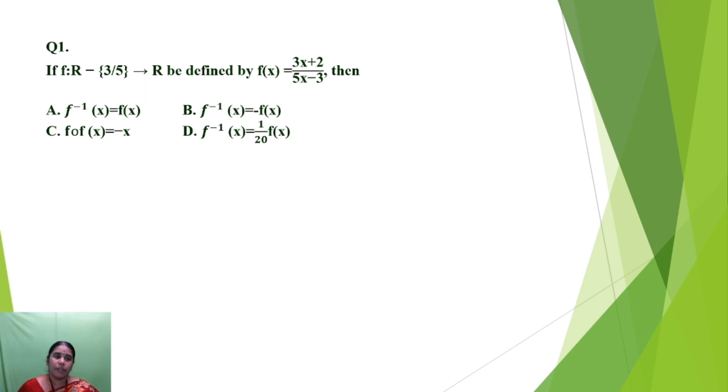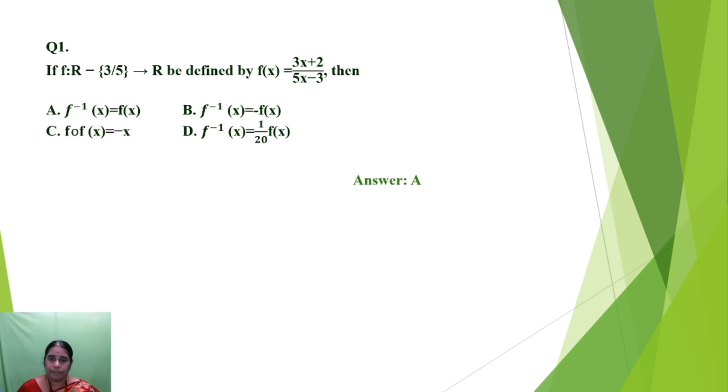First one: if f is a function from R minus {3/5} to R defined by f(x) equal to this expression, then find the answer. Either f inverse of x is f of x, or it is minus f of x, or f composition f of x is minus x, or something else. So we have to calculate f inverse of x first of all. Then we can compare whether it equals f of x or minus f of x or anything else. When we check f inverse of x, we find the answer. So first calculate it.